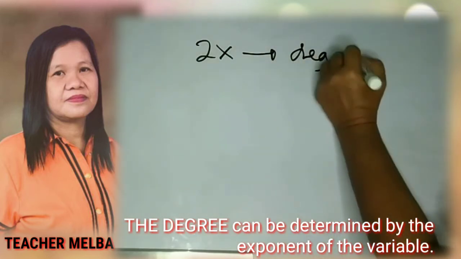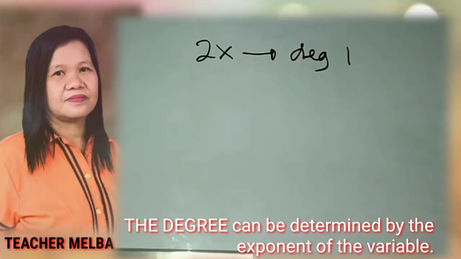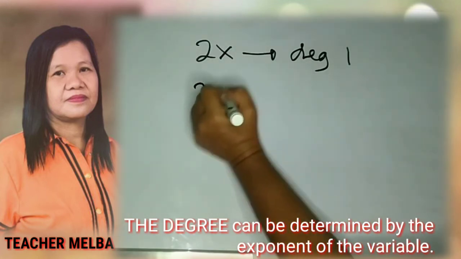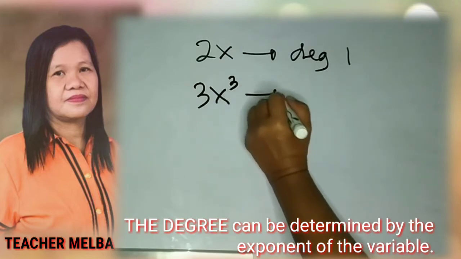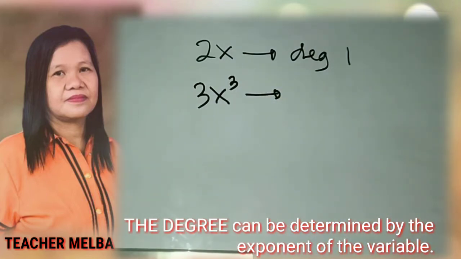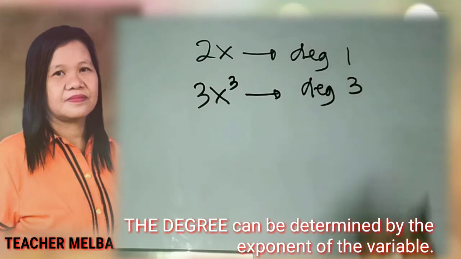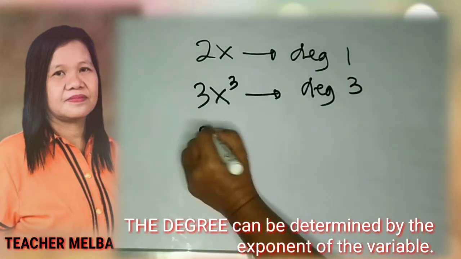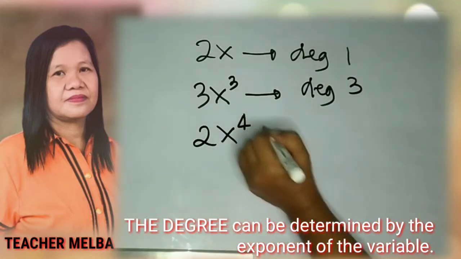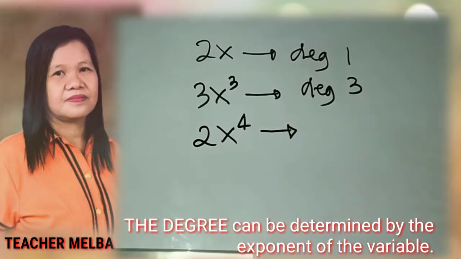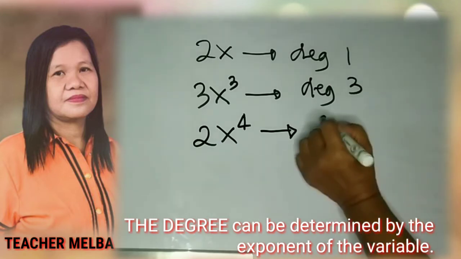Degree 1. Another, let's say for example, you have 3x raised to the third power. Okay. So since the exponent of the variable x is 3, so 3x cubed has a degree of 3. How about 2x raised to the fourth power? So it has a degree of 4.